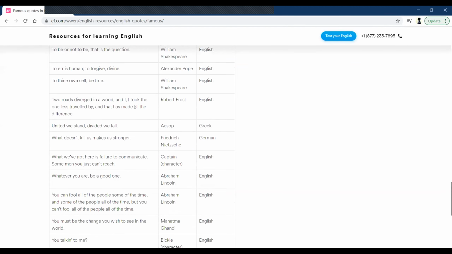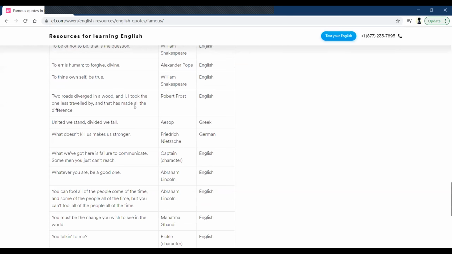United we stand, divided we fall. Aesop, I think that's an Aesop fable. I'm not sure if that's correct. Those are kind of little riddles for kids that talk about morality and morals, like the moral of the story.